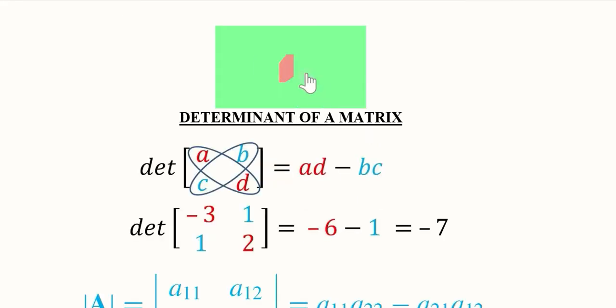Now we have another concept which is known as the determinant of a matrix, which will be helpful in determining the inverse and hence the division of two matrices. So determinant, as the name goes, is going to determine the value of the given matrix. So there will be a single value for the overall matrix.